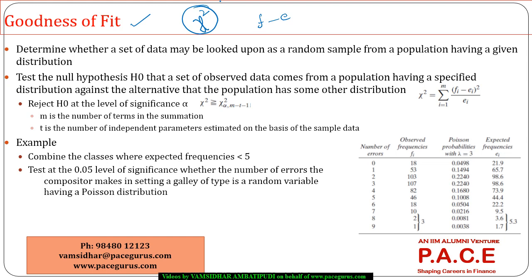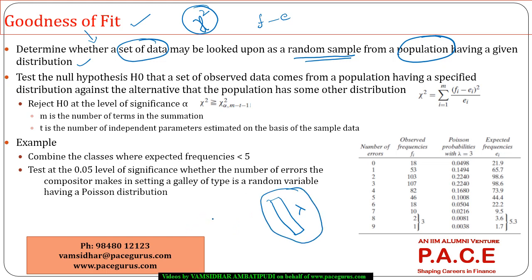The application is different. But whenever we use the word goodness of fit in this context, my objective is to evaluate whether a set of data that I am looking at is coming from a random sample of a particular population having a given distribution. So I am assuming that the data is coming from, let's say, a Poisson distribution with some lambda. This is my assumed distribution. Actually, I sample the data, I collect it. Now I really want to see whether this data is coming from the same population or not.